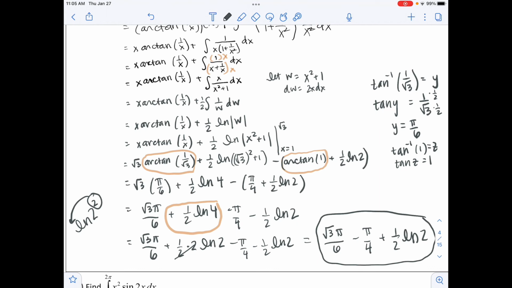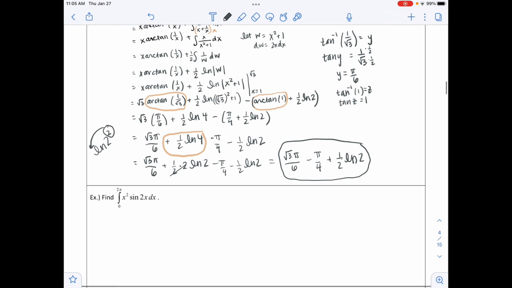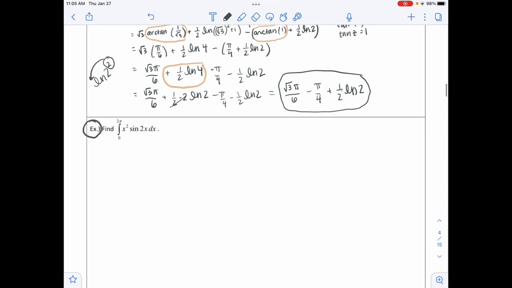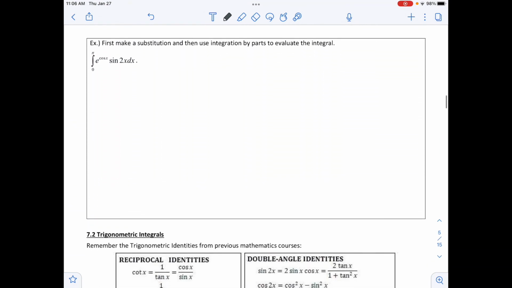So we have another example right below this, and I'm going to go ahead and circle this example, and we'll work on this one together in class. And on the next page, the example says, first make a substitution and then use integration by parts to evaluate the integral. So it says to first make a substitution. In order to do this, I need to think about a way to make a substitution that would make sense for this.